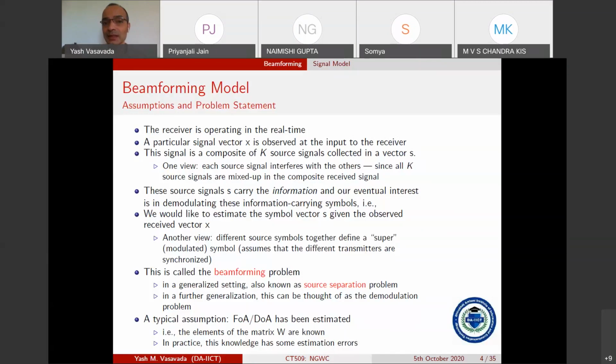Practically, this knowledge will have some error, because anyhow this W is most likely going to get estimated, and that estimation process will induce its own errors, and we have to be careful about that. For today's lecture, we are assuming that there are no estimation errors. So we are actually taking a very simplified view. There's a whole lot of study that has been undertaken and that is still currently going on, where the effect of inaccuracies in the estimation of W are studied extensively. Okay, so with that, let us move forward.